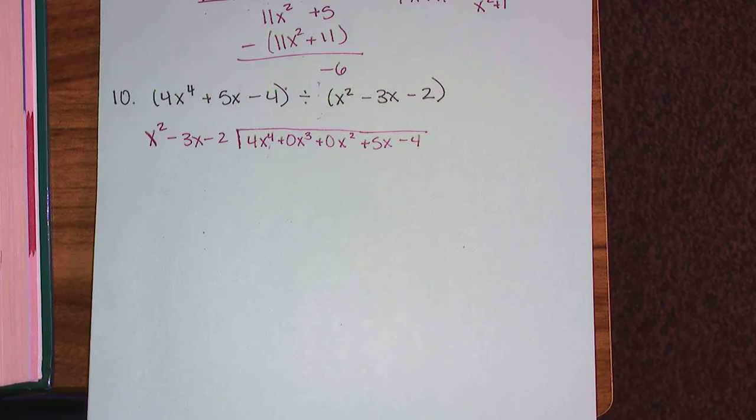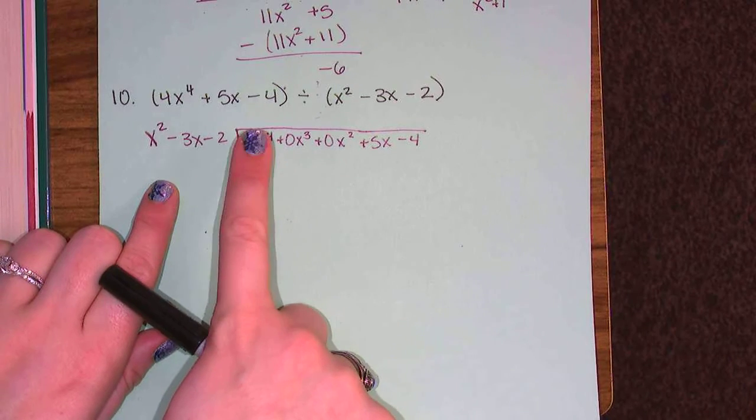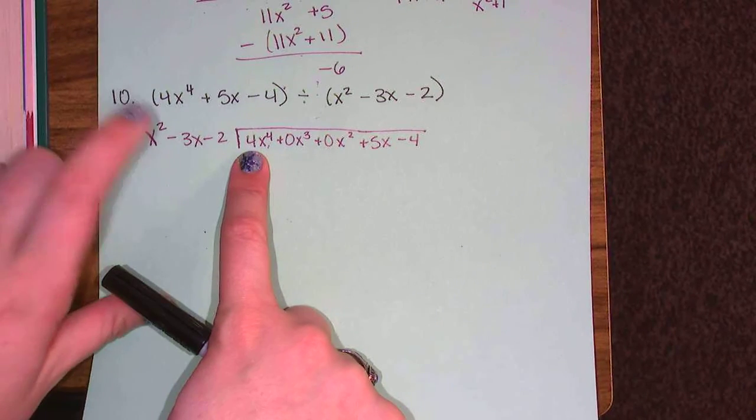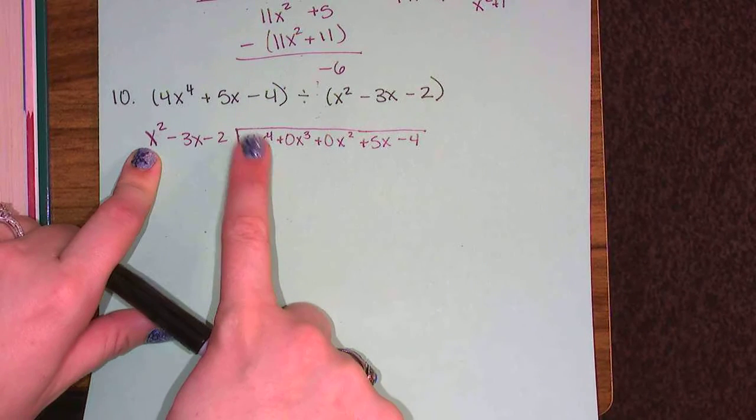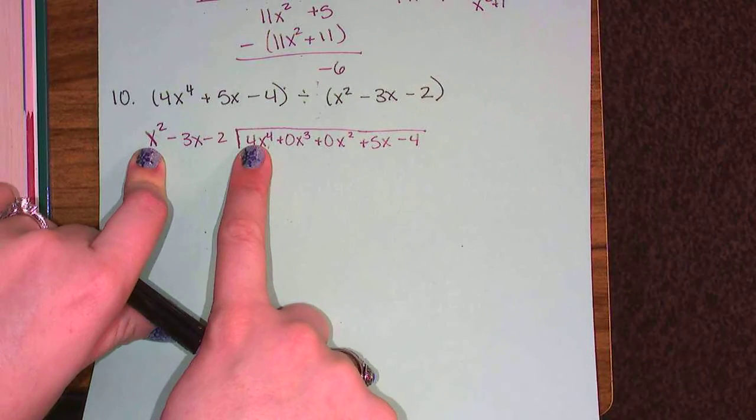Alright, does everybody have the problem written down? Okay, so I'm looking at this. I'm going to switch colors because I wrote the problem in the wrong color. My biggest term here is 4x to the 4th. So I need to figure out what I am multiplying this x squared by to get 4x to the 4th. 4x squared, so that's going all the way over here.